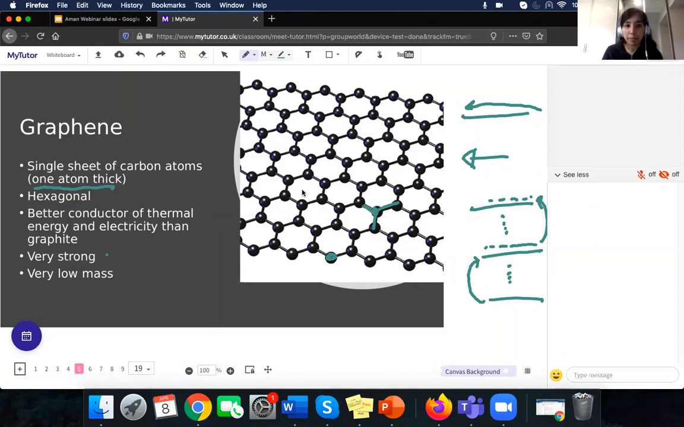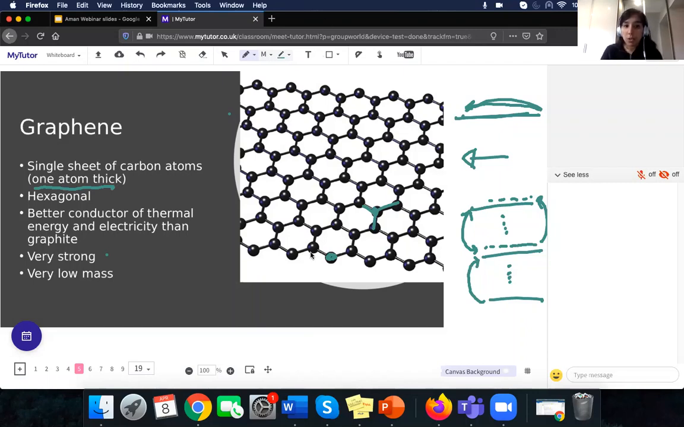Someone's asking, why does traveling between layers result in less resistance? No, I'm saying traveling between layers results in more resistance. So I'm saying in graphite, because we have to travel between layers, there is more resistance there. Whereas in graphene, there's no layers, there's just one sheet that it has to travel across. There's no resistance between layers. Someone is saying, could we only see it with an electron microscope because it is only one cell thick? So yes, it is very, very small, so it would be difficult to see. You can't see it with the naked eye.